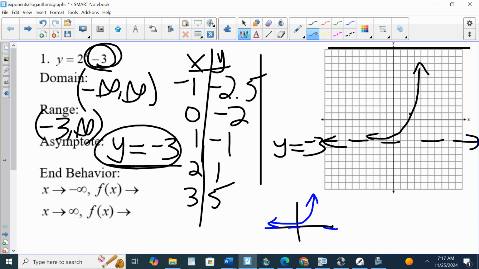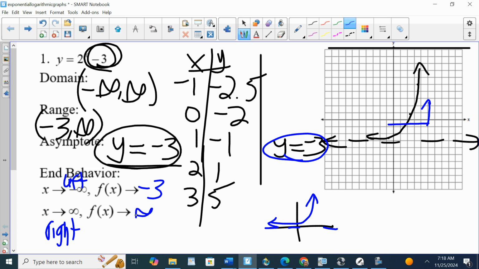End behavior. As x approaches negative infinity, that's left. As I look to the left, well, the graph is not going into positive infinity. It's not going to negative infinity. It's getting closer and closer and closer to negative 3. So for exponential, one of the end behaviors will always be the asymptote. The other one, as I go to positive infinity, as I go to the right, the graph is pointing up to positive infinity. That's how I graph exponential. I plot the points just like I would do any graph.